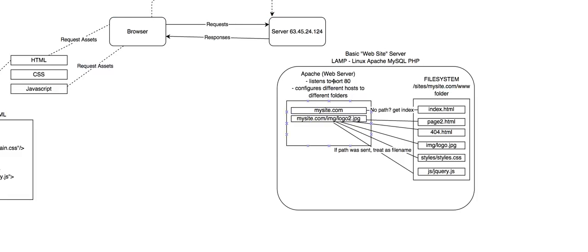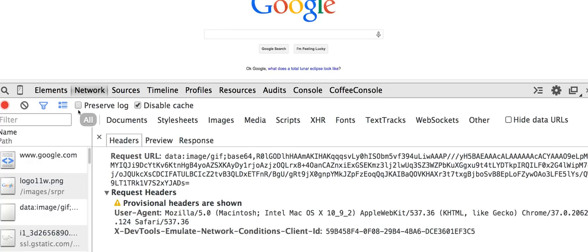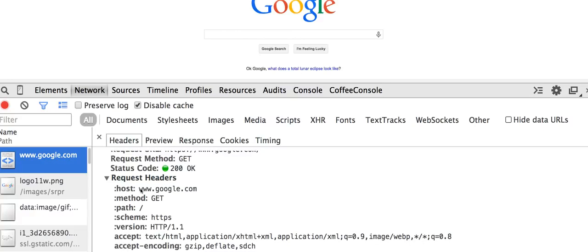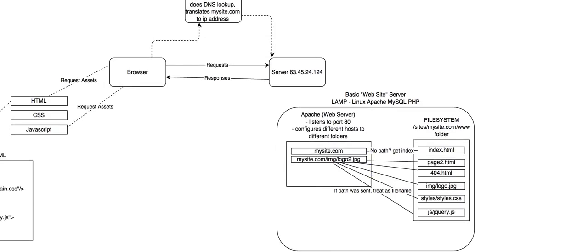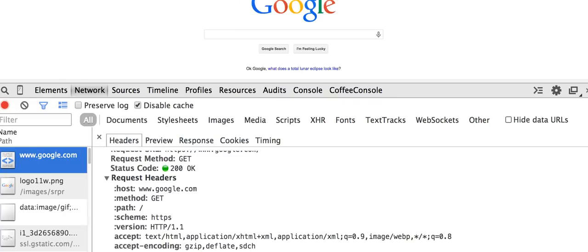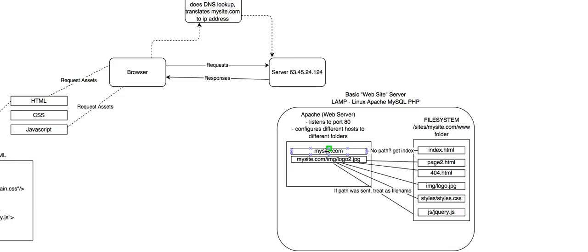and it will have access to certain parts. So Apache is set up to listen to port 80, and you configure different hosts to different folders. If you remember from our example, I'm requesting google.com, no path. When I request that, my browser goes to the DNS lookup. The DNS lookup sends me to my server. So my server just gets a request to the IP address now, but it still knows from my headers that you're looking for mysite.com. So Apache says, well, mysite.com, let's look in the sites/mysite.com/www folder.